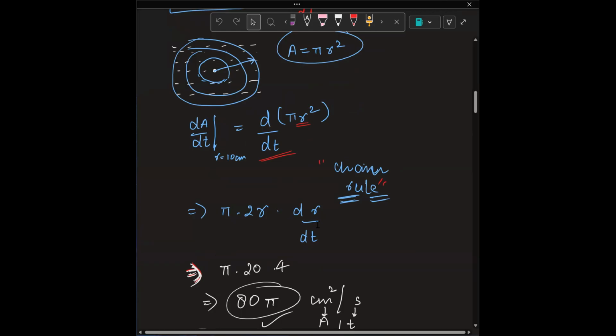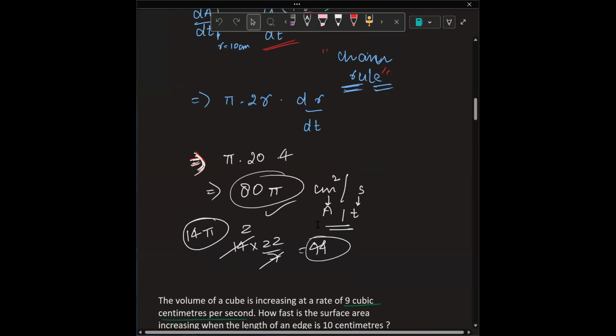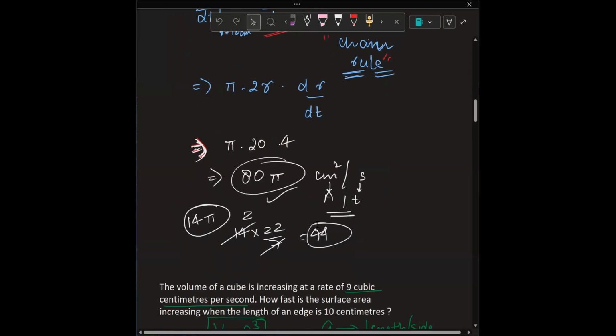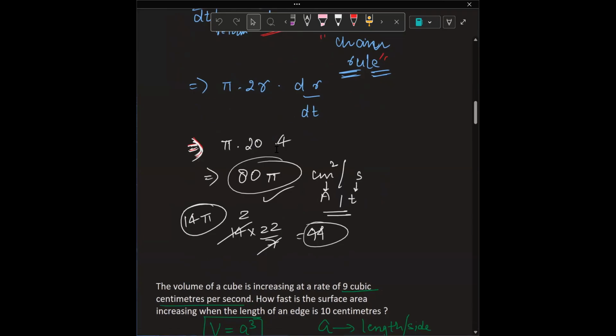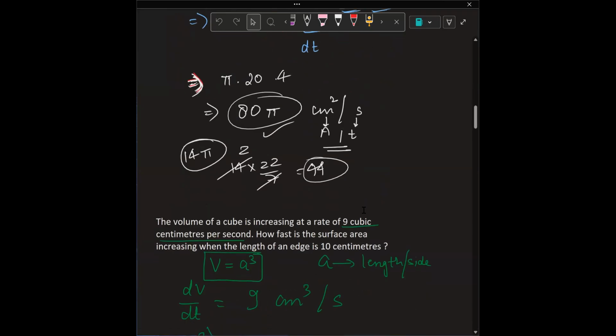All clear? So you just have to put the values and you will get your answer, that is 80 pi.